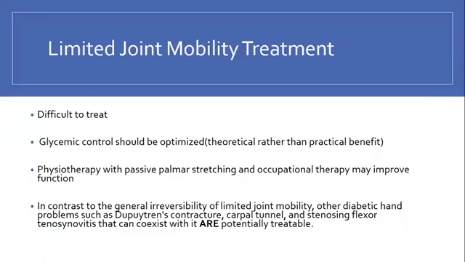Treatment for limited joint mobility is difficult. Glycemic control should be optimized, but this is a theoretical idea more so than a practical benefit. Physiotherapy with passive palmar stretching and occupational therapy may improve function. So important to know, in contrast to the general irreversibility of limited joint mobility, there are other diabetic hand problems such as Dupuytren's contracture, carpal tunnel, and stenosing flexor tenosynovitis that can coexist with it, are potentially treatable.